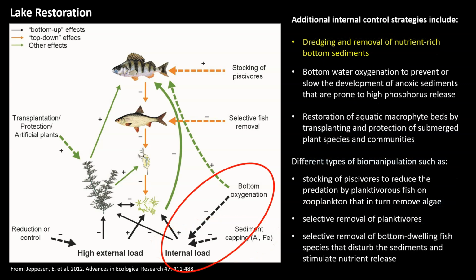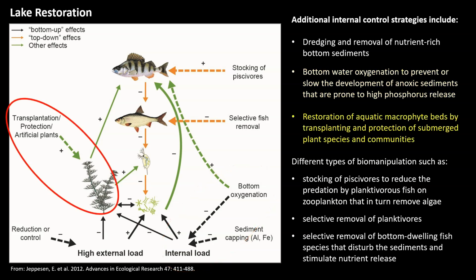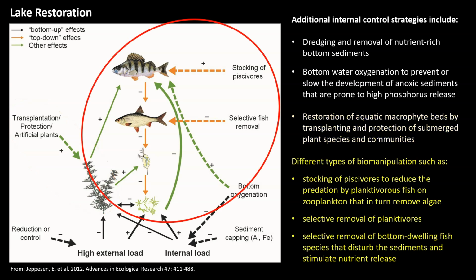Additional internal control strategies include dredging and removal of nutrient-rich bottom sediments, bottom water oxygenation to prevent or slow the development of anoxic sediments that are prone to high phosphorus release, restoration of aquatic macrophyte beds by transplanting and protection of submerged plant species and communities, and different types of biomanipulation such as stocking piscivores to reduce the predation by planktivorous fish on zooplankton that in turn remove algae, selective removal of planktivores, and selective removal of bottom-dwelling fish that disturb the sediments and stimulate nutrient release.